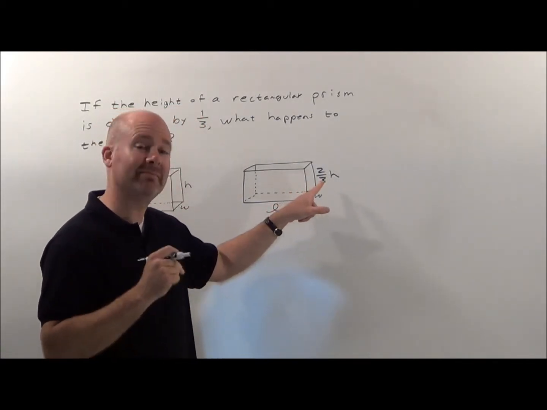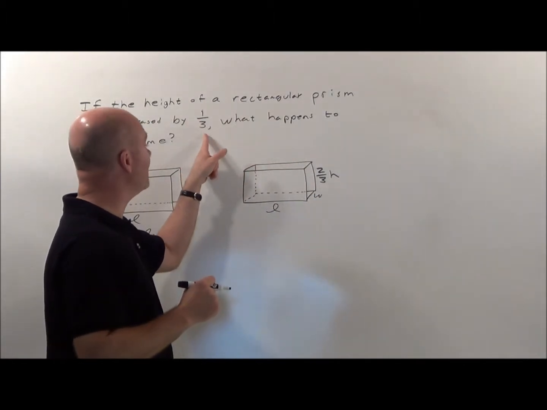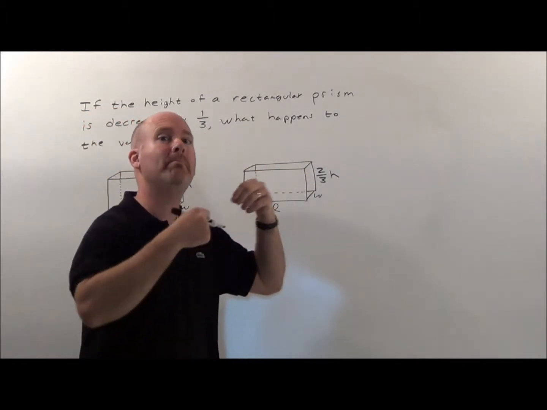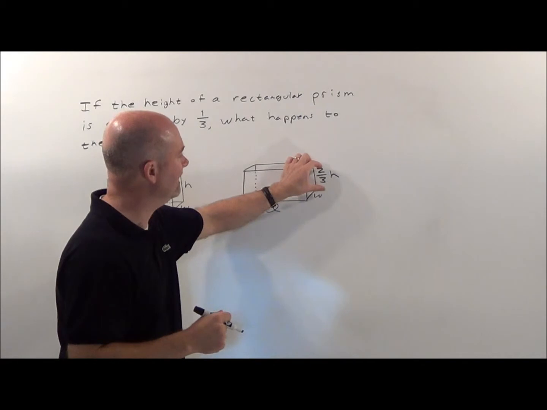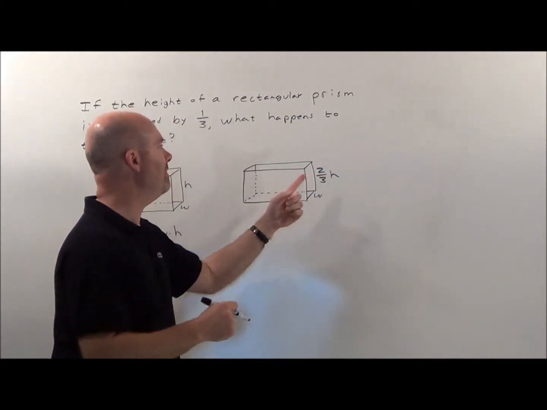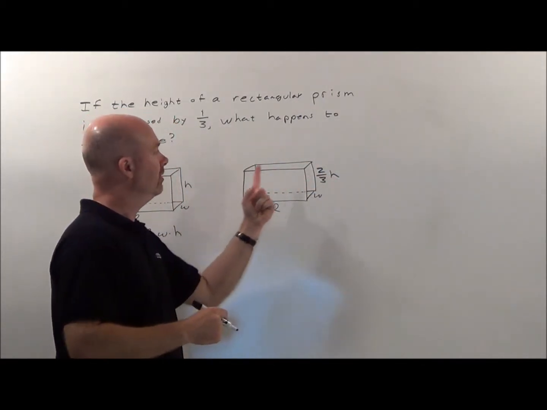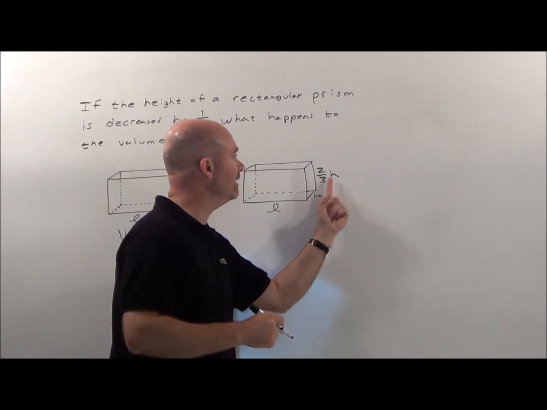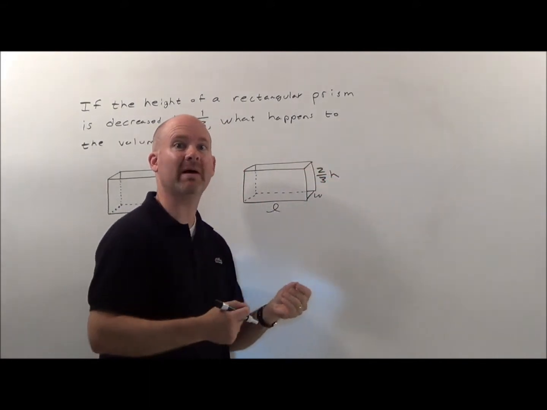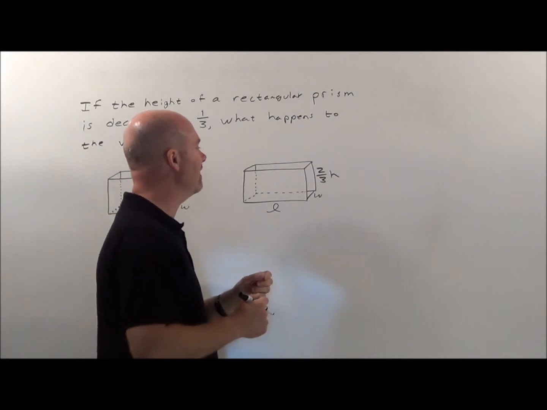So the same thinking needs to go here. If it's decreased by 1/3, what part are you keeping? We're keeping 2/3 of the height. Imagine the height was a 3. Well, 2/3 of 3 would make it just 2. It decreased by 1/3. Only 2 was left.